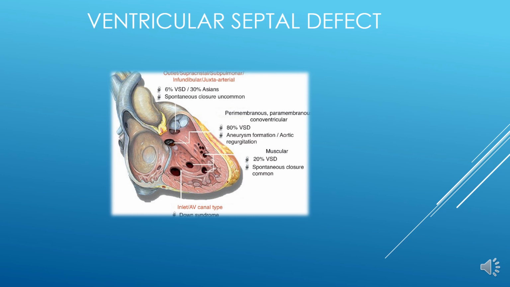Type 3 is the inlet, atrioventricular canal, or endocardial cushion type. Various forms of the inlet VSD exist. However, the most common is quite similar to the perimembranous defect, and is immediately below the septal leaflet of the tricuspid valve. And type 4 is the muscular, which is 10%, and can occur anywhere in the muscular interventricular septum.